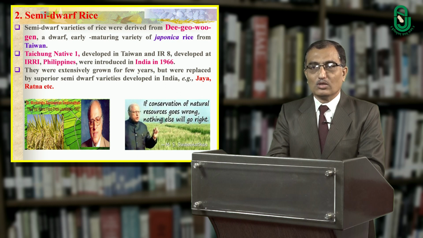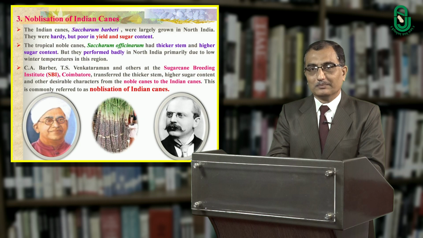Semi-dwarf varieties of rice were also developed from the Dee-geo-woo-gen gene, a dwarfing, early maturing variety of Japonica rice collected from Taiwan. So Taichung Native 1, developed in Taiwan, and IR8, developed at IRRI, Philippines, were introduced in India in 1966 with the help of Dr. M.S. Swaminathan. They were extensively grown for a few years, but after that these varieties were replaced by our own varieties Jaya, Padma, Ratna and others, and that credit goes to Indian scientists. So M.S. Swaminathan is popularly known as the father of the Green Revolution in India.